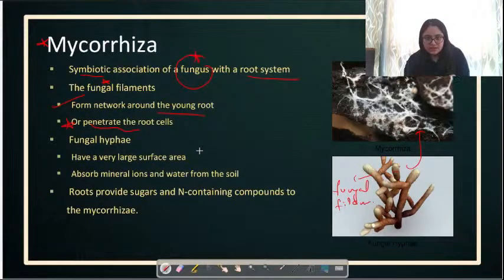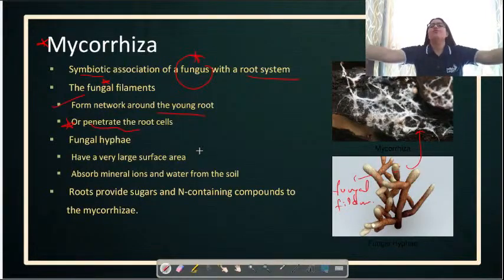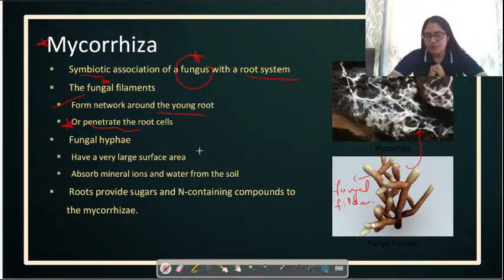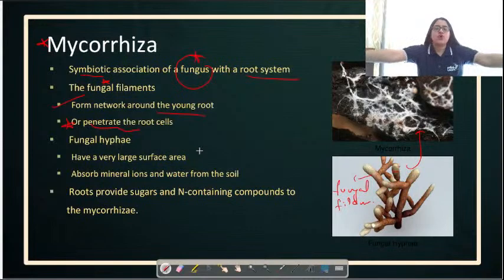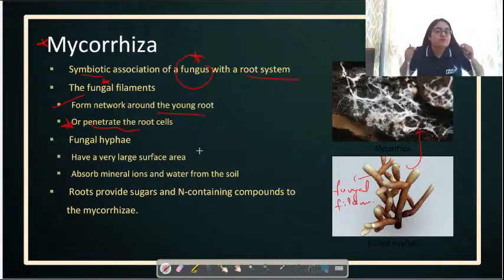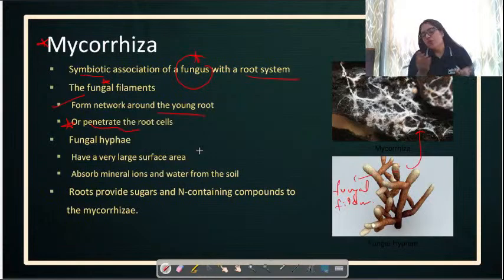And what are they going to do? They will actually absorb water and minerals from a larger volume of soil. How do they do so? Very simple. The fungal filaments have quite a large surface area, so they are spread in the soil over a very large area. Hence, they are capable of absorbing water and minerals from a larger volume of soil, which otherwise is not that easy for the roots of the higher plants to do.